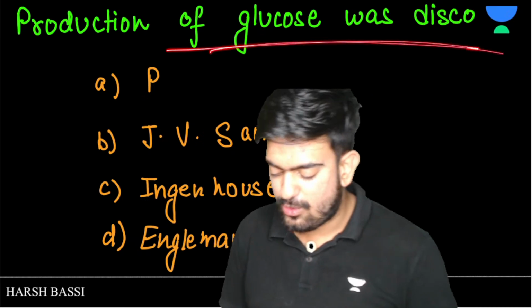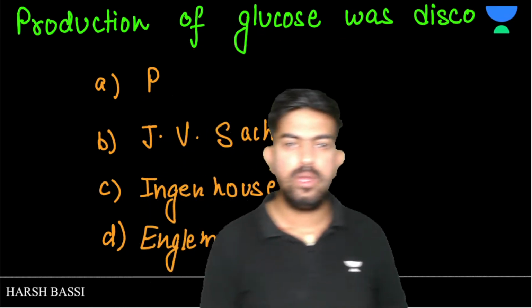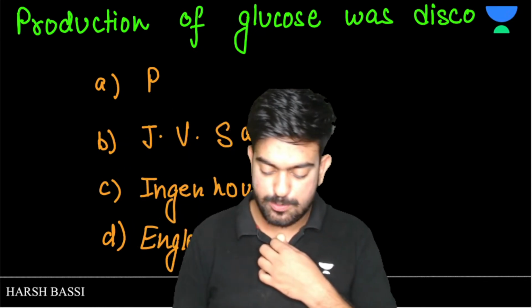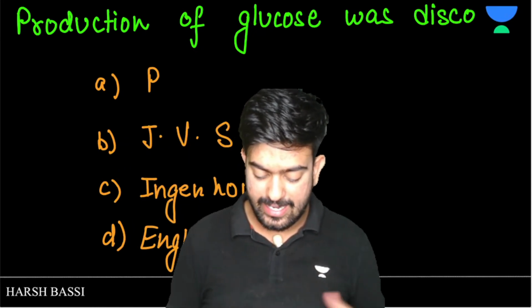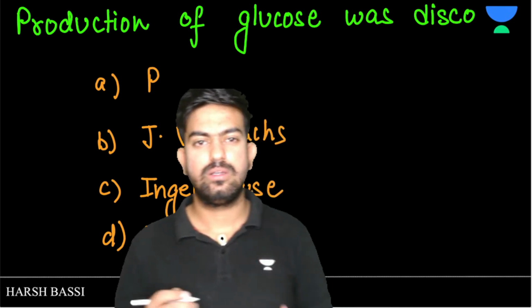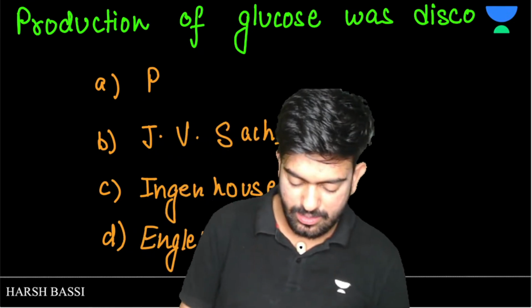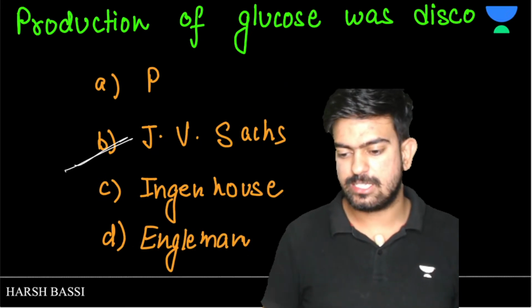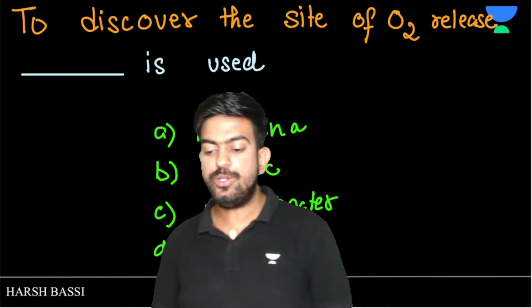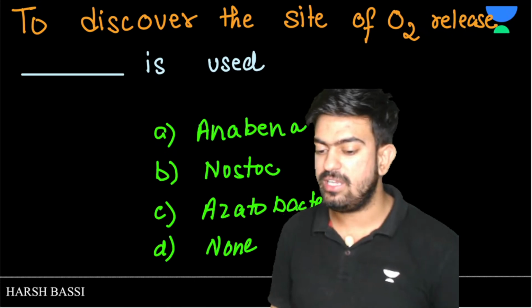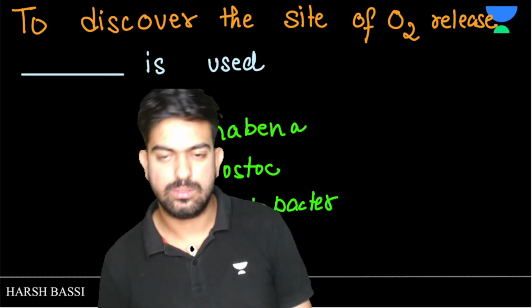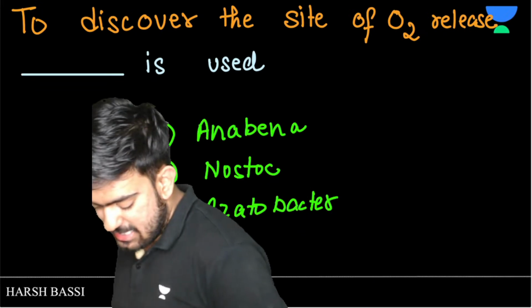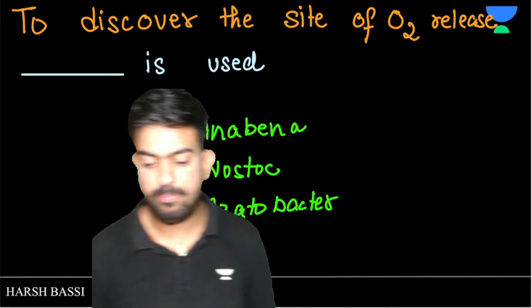Now, some of them can also answer, sir, E is the option, right? Production of glucose was discovered by. So in photosynthesis, the production of glucose was discovered by Julius Sachs, right? Julius Sachs. Clear? Okay. Now, to discover the site of oxygen release, dash is used. The questions are from the previous class.